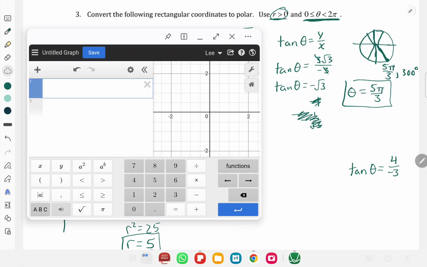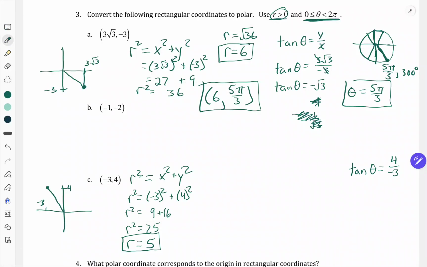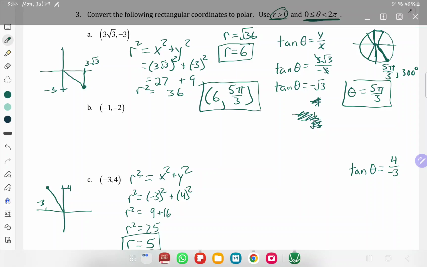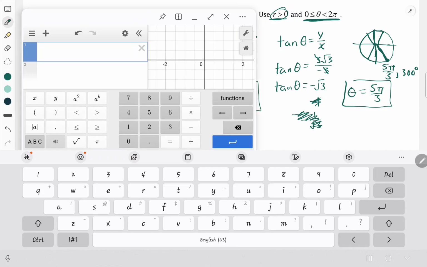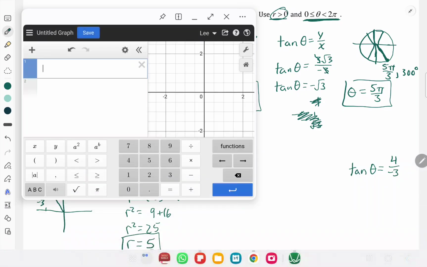All right, so I got my Desmos pulled up here, and I wrote my tangent over here. Tangent of theta is -4/3. And what we want to do is go ahead and, on this guy, just write that inverse tangent of -4/3. So let's go and do that.